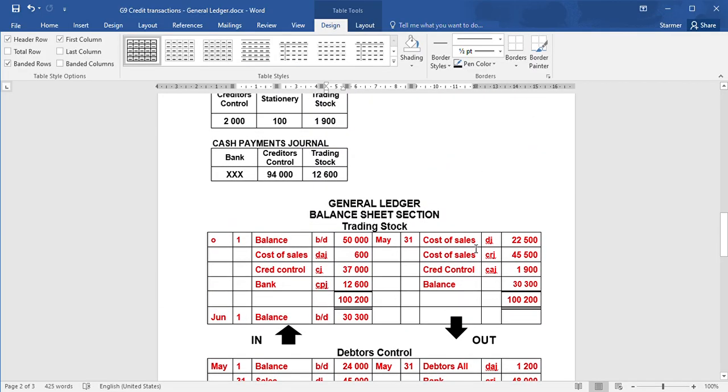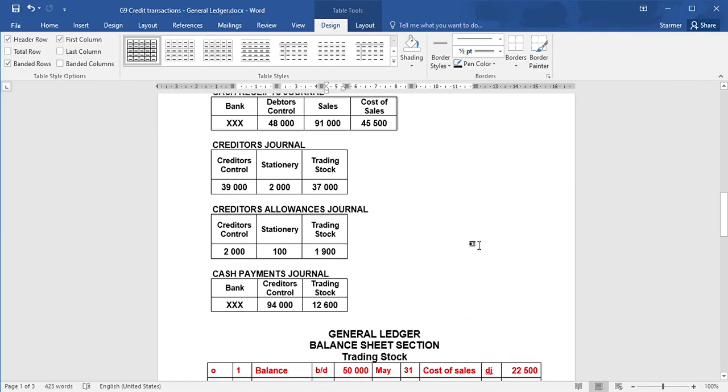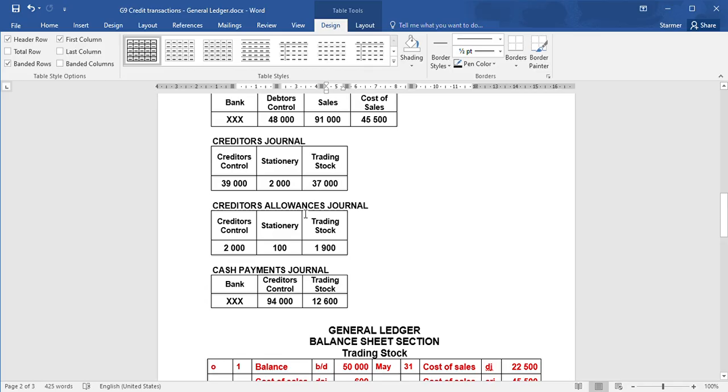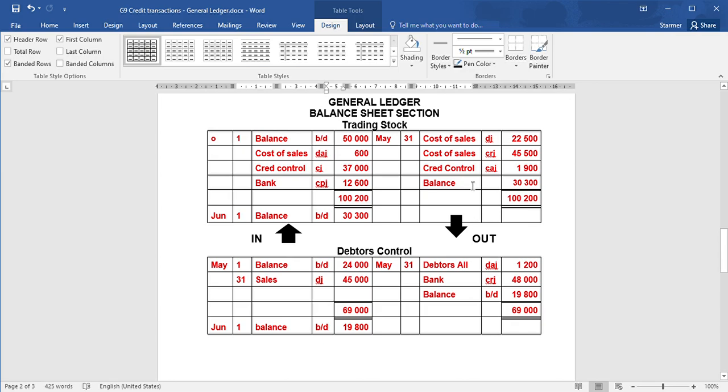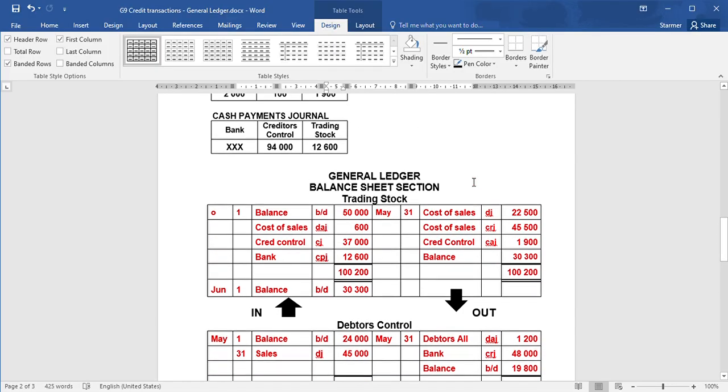Okay, creditors allowances journal next. This is used if we return. So starting with trading stock, if we send back trading stock, it leaves the business. So on the minus side, and your details here is creditors control, not creditors allowances. The other account that we're going to see in a minute is creditors control.